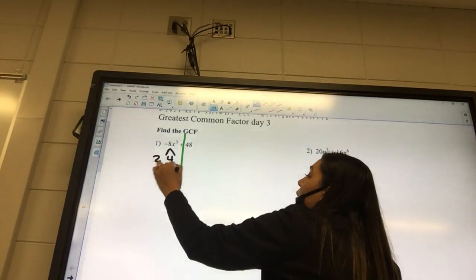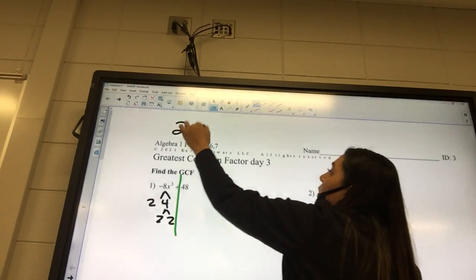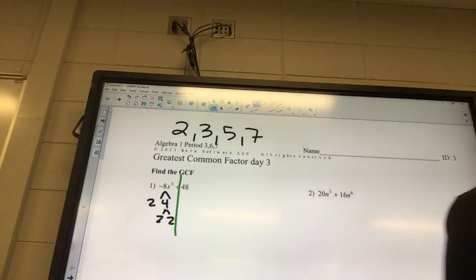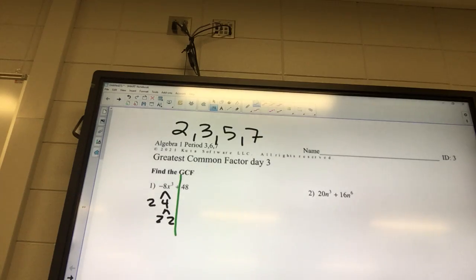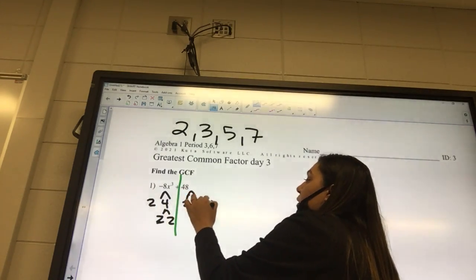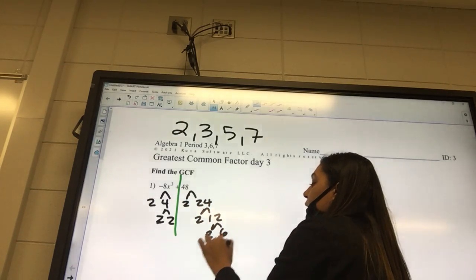Okay, and then 4 can go more, 2 and 2. What are our magic numbers? 2, 3, 5, 7. And what are those called? Prime numbers. Okay, and then what about 48? 2 and 24, 2 and 12, 2 and 6, 2 and 3.